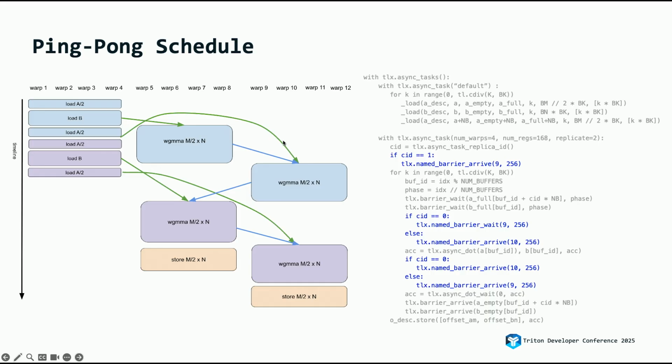We've seen that. But here, TLX is offering a slightly more efficient way, using named barriers to achieve that. But actually, the idea is pretty simple here. Basically, one consumer can issue a start operation only after its previous start has started. So these two groups literally ping pong the tensor core back and forth. They take turns.